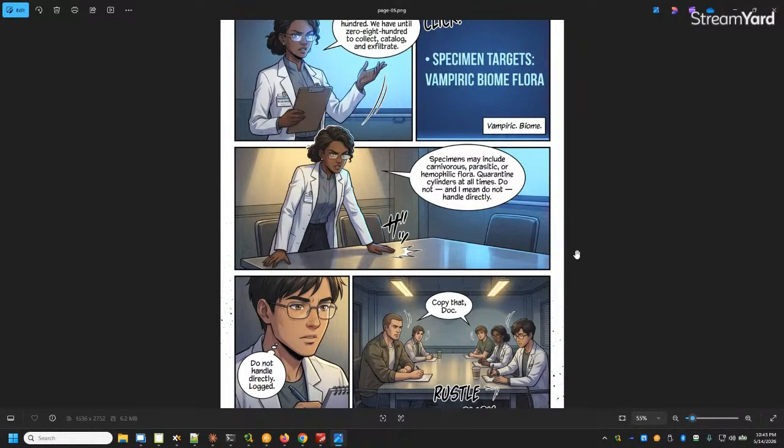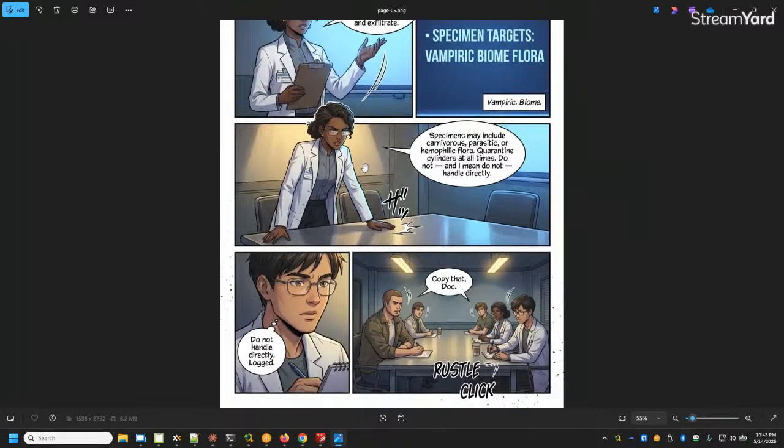Vampiric biome flora. So it's kind of like the new flower. It's completely new, even though it's completely new, somehow they know what the name of it is. Blame the bot for that. The bot can't catch all inconsistencies. Specimens may include carnivorous, parasitic, or homophilic flora, whatever that means. Quarantine cylinders at all times. Do not, and I mean do not, handle directly.